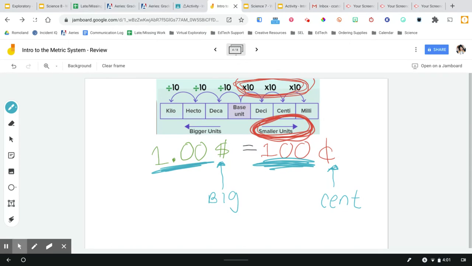So if that did not make sense, please replay this part of the video. That's pretty much it. The units get smaller, but the number gets bigger because you need more cents to equal $1, just like how you need more centimeters to equal 1 meter.